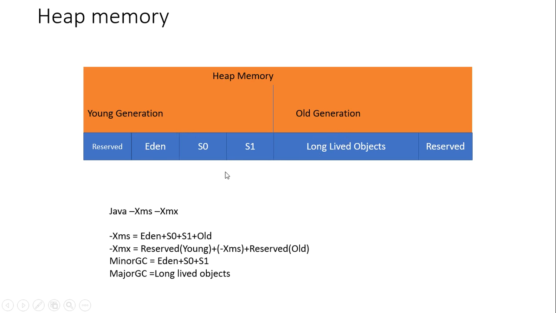So your minor GC will evict the objects present in these three spaces, and your major GC will evict the objects that are present in long lived objects. Once the objects are in long lived objects and are of no longer use, they will be removed in the major GC.